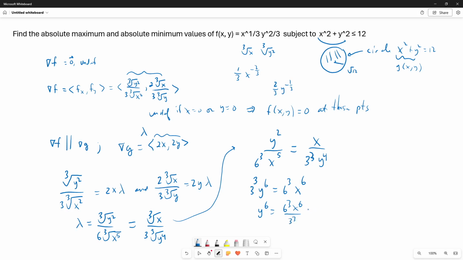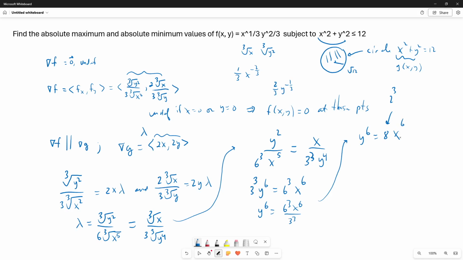And this means y to the 6th is equal to, 6 is obviously 2 times 3, so this is 2 cubed times 3 cubed. The 2 cubed cancels. The 3 cubed cancels, leaving us with 2 cubed, which is 8. We might want to think of that as 2 cubed later. And then x to the 6th.